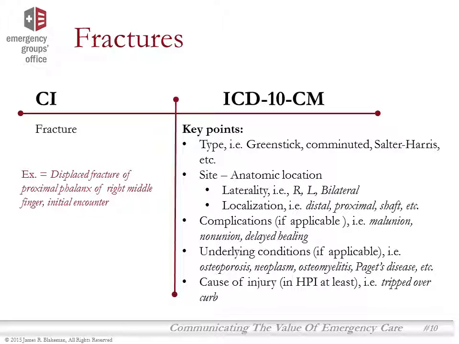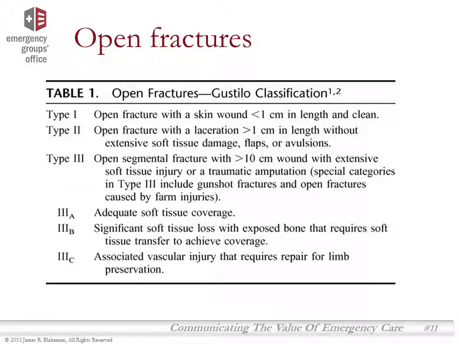Since most EDs do not provide subsequent or follow-up care for fractures, initial encounter would be the appropriate encounter selection. Open fractures are detailed to include the Gustilo classification. The categories, as outlined on the slide, are 1 through 3, with 3 being the most serious.